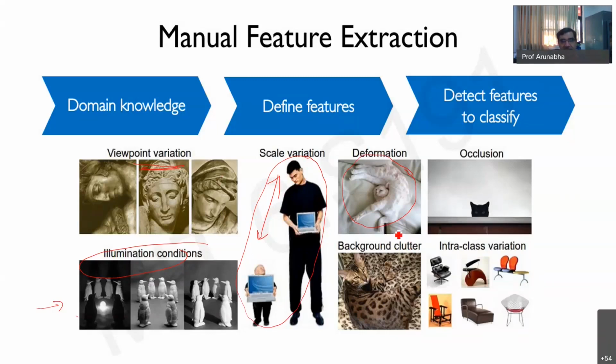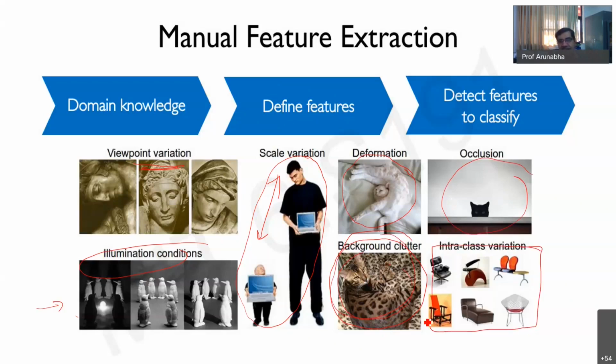Similarly, if the background is very cluttered, then also we should be able to make the machine understand very clearly that this is a picture of a cat, and the cat is sitting on a mat, which is also equally colorful in nature, and we should be able to differentiate between the cat and the background. Occlusion is also another problem that we should be able to take care of. And interclass variation is also very important.